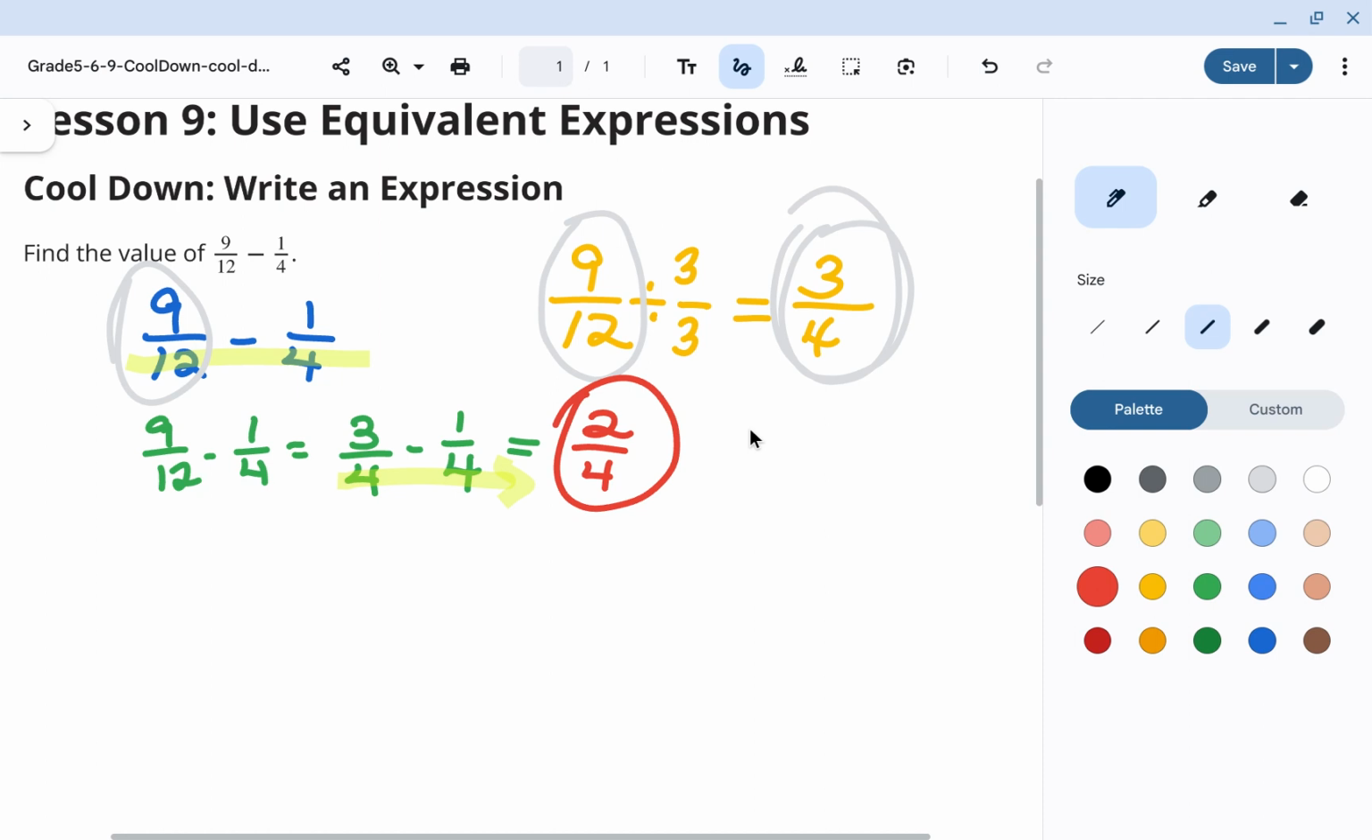But the key to getting to that answer was to create my equivalent expression, right? 9/12 minus 1/4 is the same thing as 3/4 minus 1/4. And I did that by creating an equivalent fraction.